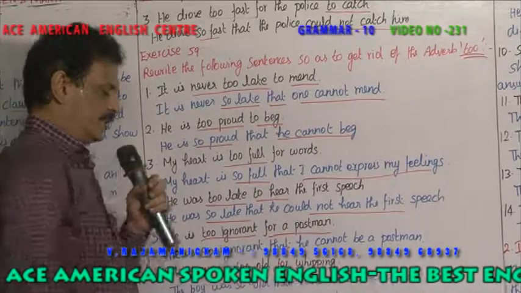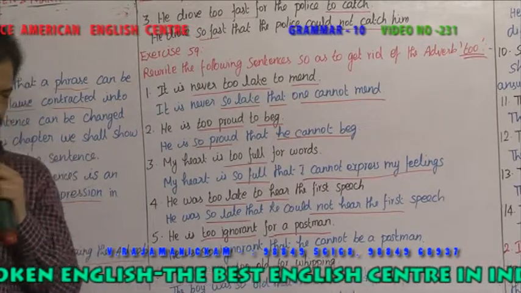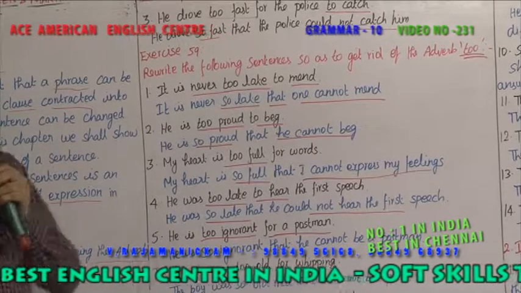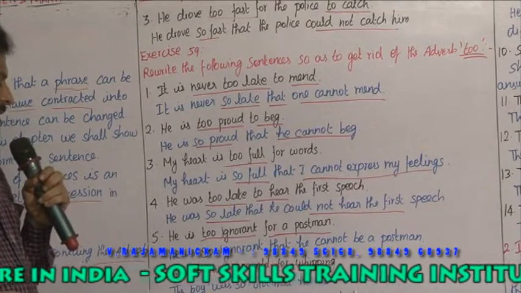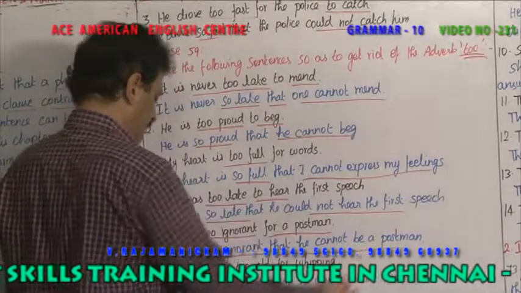He is too ignorant for a postman. So for a postman you need special talents, isn't it? You have to keep traveling, go deliver the post to different places. He has to come in time. So he needs to have intelligence. He is so ignorant that he cannot be a postman.